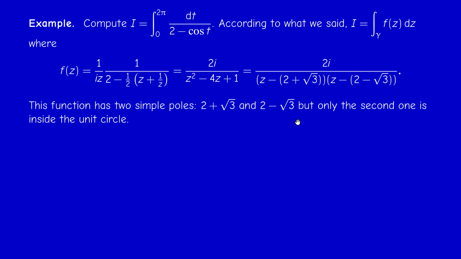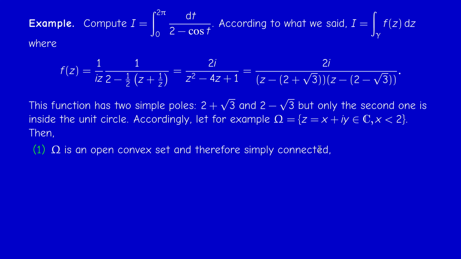But in order to apply the residue theorem properly, we consider a convex set containing the circle, but not containing 2 plus radical 3. So this is just a half plane. Just draw a picture actually. If omega is convex, then it's simply connected, so we can apply the theorem. It's a convex set containing the loop, and f is holomorphic on omega except at this point.